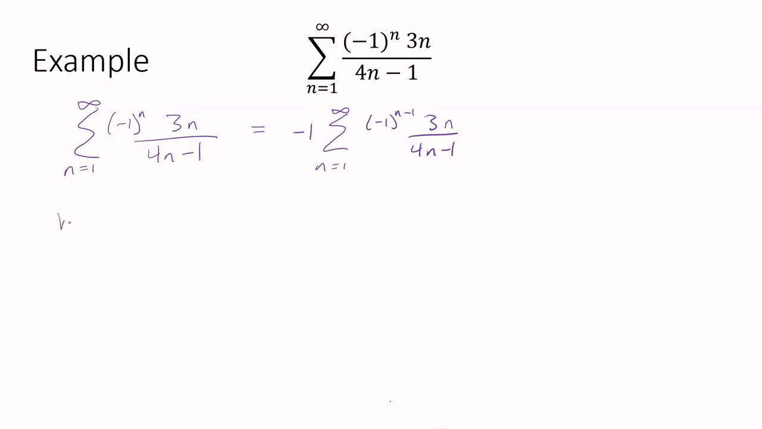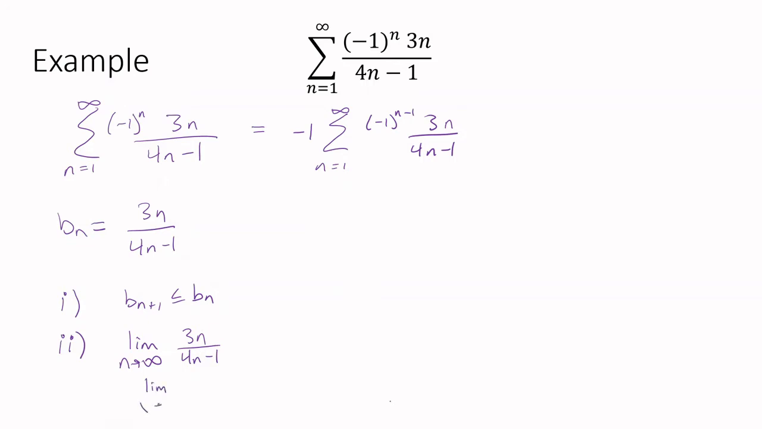So our b sub n is equal to 3 to the n over 4 to the n minus 1. And our two conditions we need are, we need that it's decreasing, and we need that the limit of this goes to 0. So we need those conditions. So here's the thing. I could start doing condition I, but something with number 2 doesn't look quite right to me, because I actually know how to do this limit.